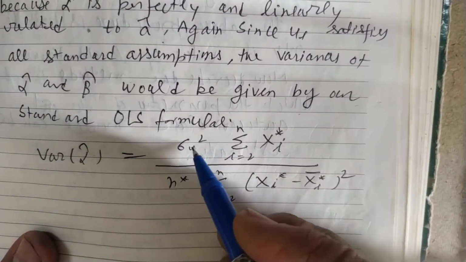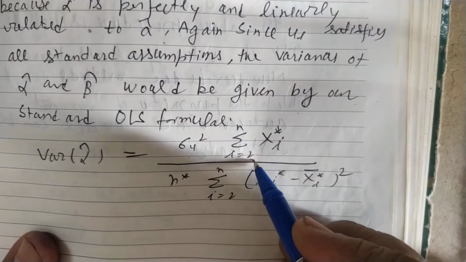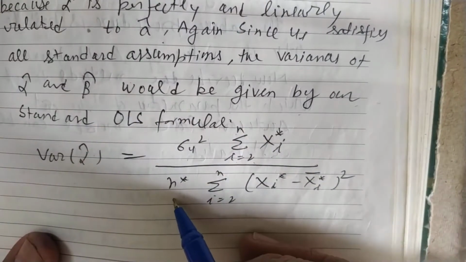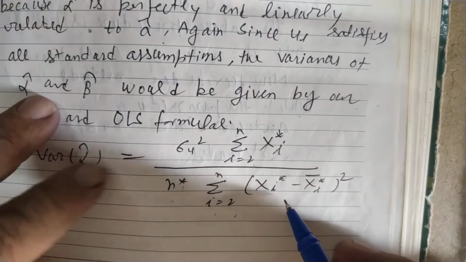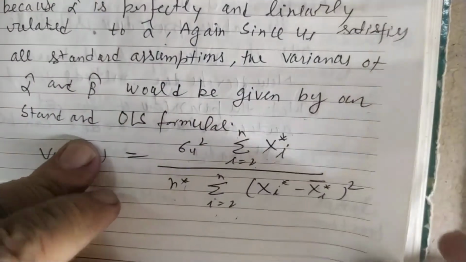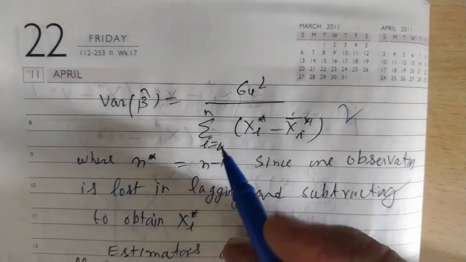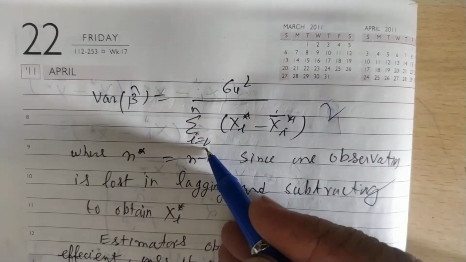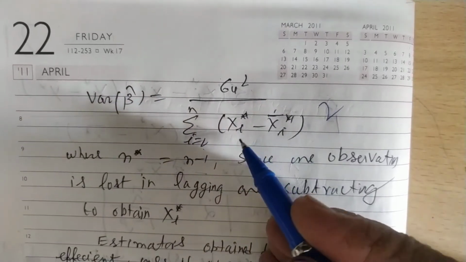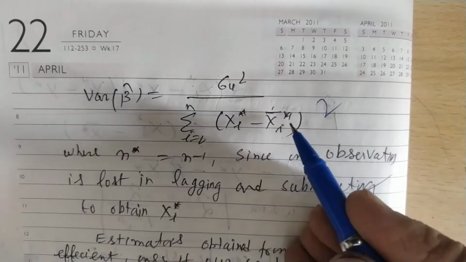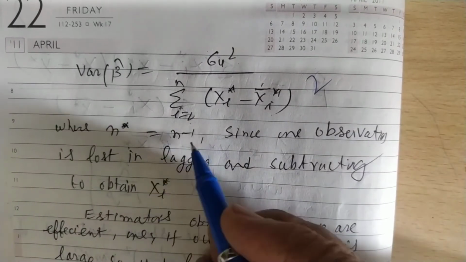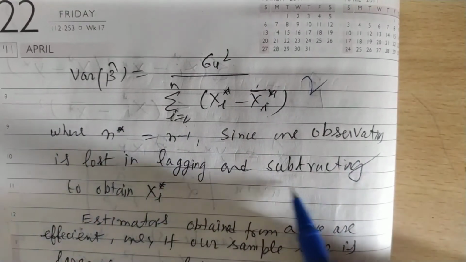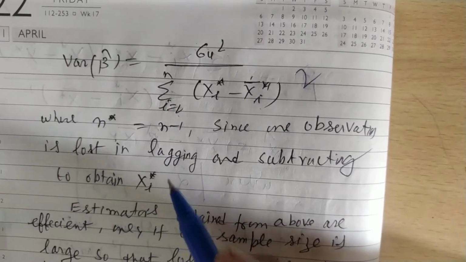Variance of estimated alpha is equal to the variance of the error term times the sum from i = 2 up to n of xi star whole squared, divided by n star times the sum from i = 2 up to n of (xi star - x bar star) whole squared, where variance of estimated beta is equal to the variance of the error term divided by the sum from i = 2 up to n of (xi star - x bar star) whole squared, where n star is equal to n - 1, since one observation is lost in lagging to obtain xi star.